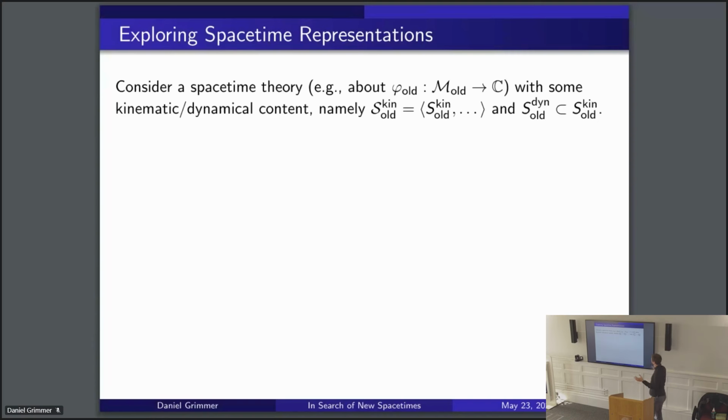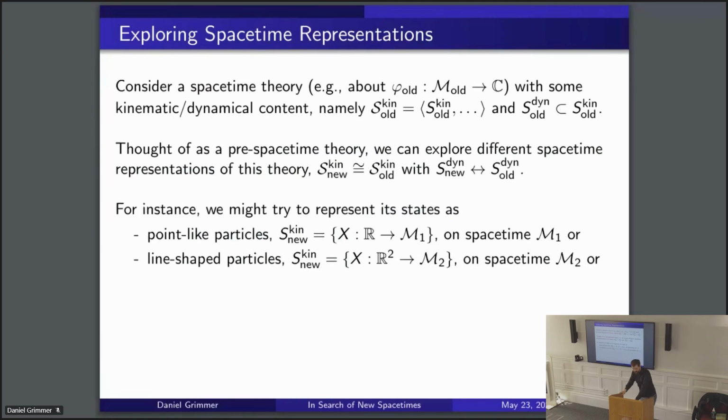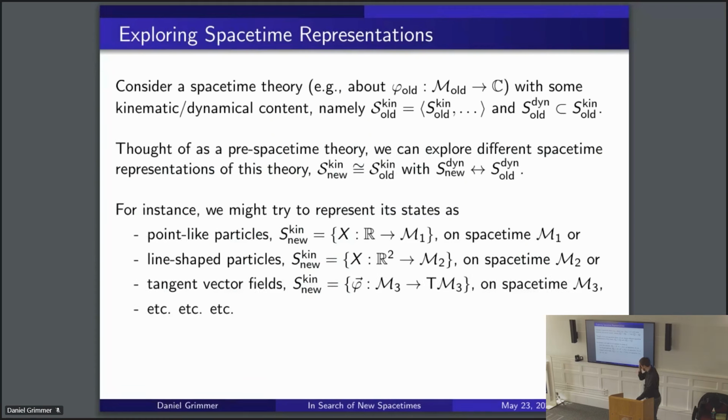Okay, so what would we want to do? We'd want to now explore the space of space-time representations. So here's a theory, or just consider some theory about a complex scalar field. It's got some kinematic contents, it's got some dynamics in the kind of sense I was talking about. Now, thought of as a pre-space-time theory, we no longer really care what kind of maps they are. We just want to find different ways of representing this kinematic structure. And we could look for ways to represent it as point-like particles on some space-time M1, or as line-shaped particles on some space-time M2, or some tangent vector fields on some space-time M3.